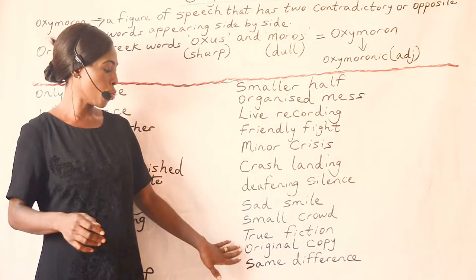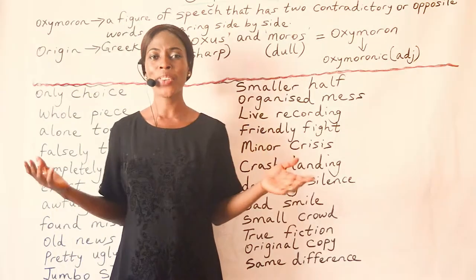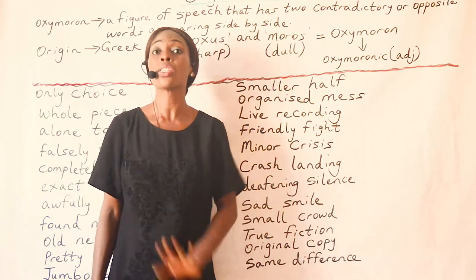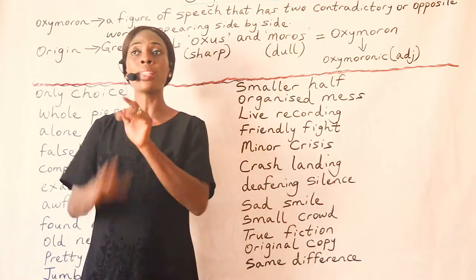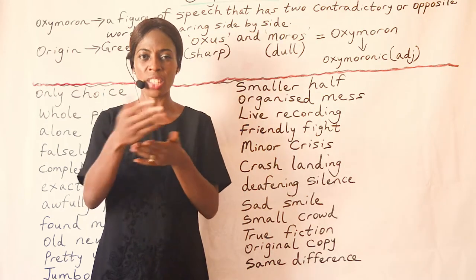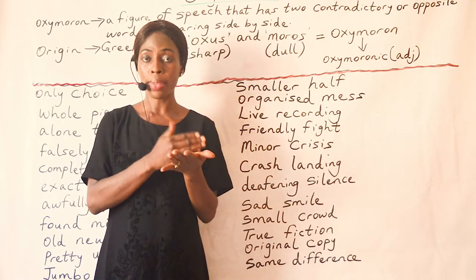We have original copy. Original copy. You have a certificate and that's the original. Yes, it's not a copy. It's the original because you have just one. Original means you have one. That's original is always one. You can't have two originals. If you have two certificates that are the same, one must be the original.